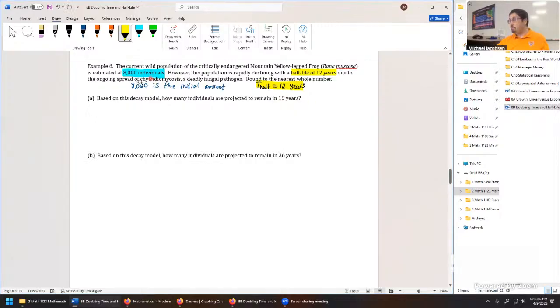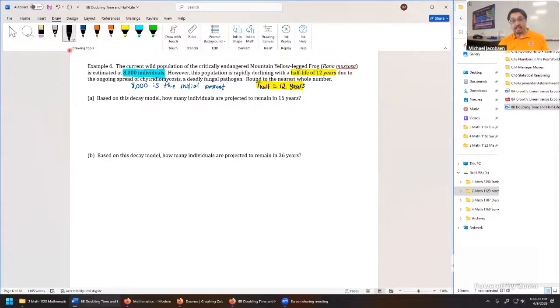If the initial population is 8,000, we don't have the actual decay rate as a percentage given. We have the half-life, but we're still making just as big of an assumption. We're assuming the pathogen afflicts it the same way, that there are no extra forces affecting this species. So the half-life stays consistent year after year, well into the future of 36 years for our projection. So it is a what-if question, just like before with CPI, but these kinds of problems can still be very informative. Based on this decay model, how many individuals are projected to remain after 15 years?